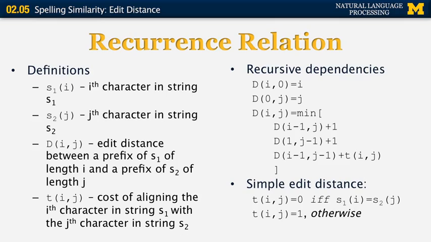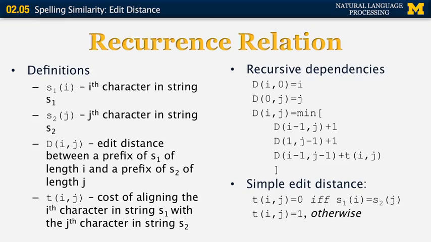So in a sense, we can start from the cell to the left and add 1. We can start from the cell above and add 1. That would correspond to an insertion or deletion. Or we can start with the cell that is above and to the left, and then add either 1 or 0, depending on whether the ith character of string S1 matches the jth character of string S2. So the edit distance in the bottom part of the right-hand side tells you that t sub ij is equal to 0 if and only if the ith character of S1 is equal to the jth character of S2. It's equal to 1 otherwise. Why?